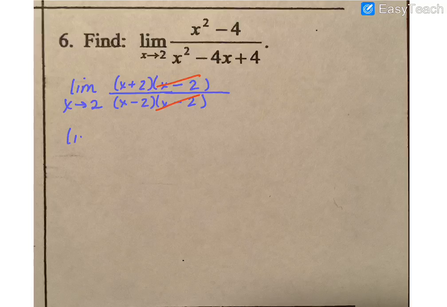When I rewrite this limit, it's the limit as x approaches 2 of x plus 2 over x minus 2. As we look at this problem and try to plug the 2 in again, we run into a slight problem, because when we plug in that 2, we end up with 4 over 0.